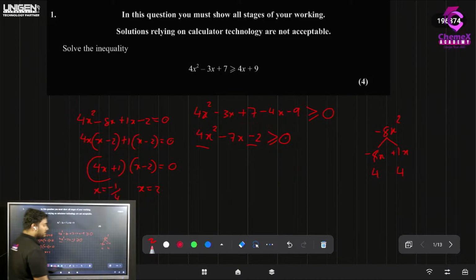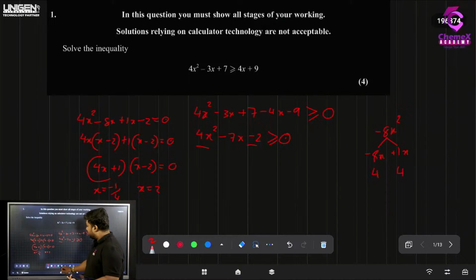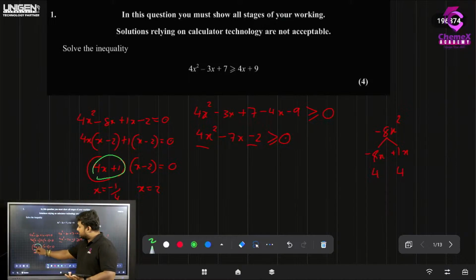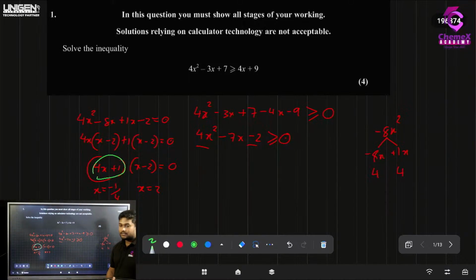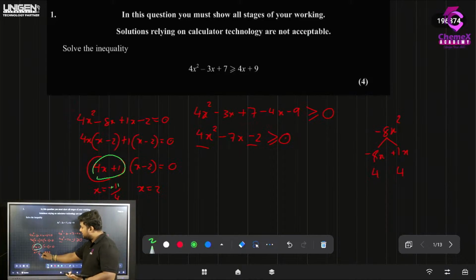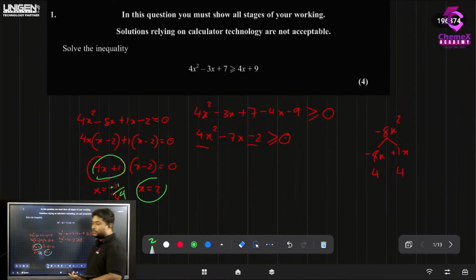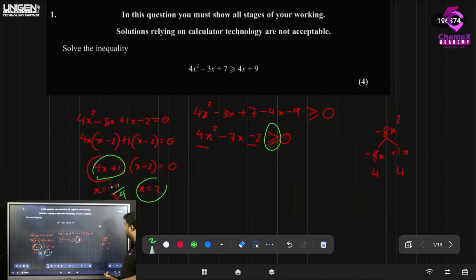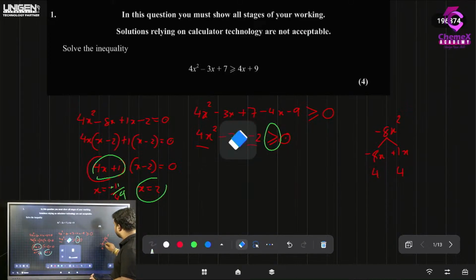If we equal the first bracket to 0, you get x equals minus 1 over 4. Right? The other one is 2. Now, once you get those two answers, you can't just put the sign. If you just put that sign, it's all wrong. What do you do then?